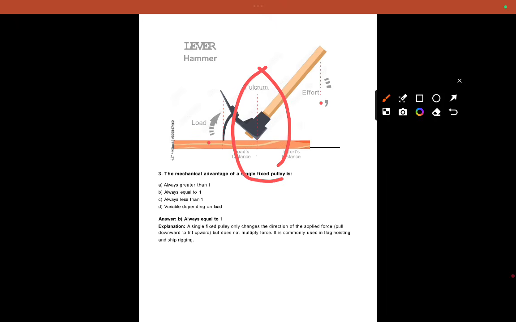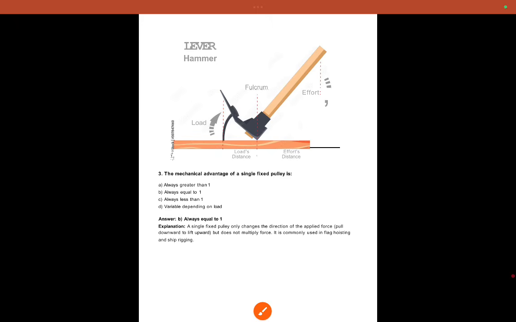Coming to question number 3, mechanical advantage of a single fixed pulley. What is the mechanical advantage? Mechanical advantage MA equals load by effort. So here that is always equal to 1. It's always equal to 1 for a single pulley. A single fixed pulley only changes the direction of the applied force but does not multiply force.